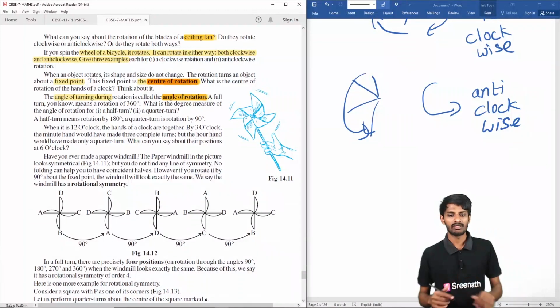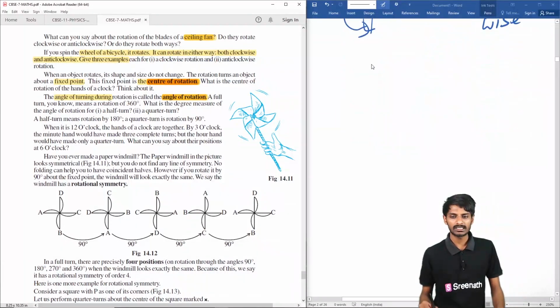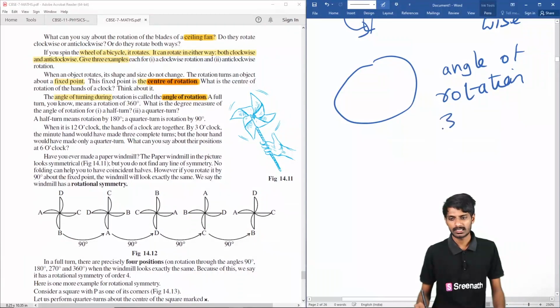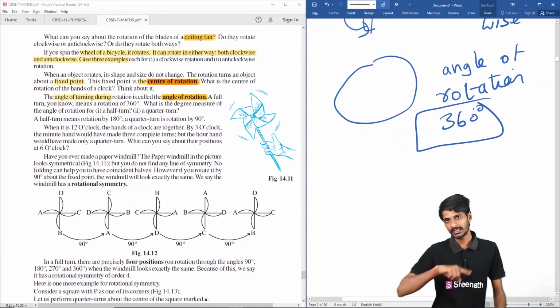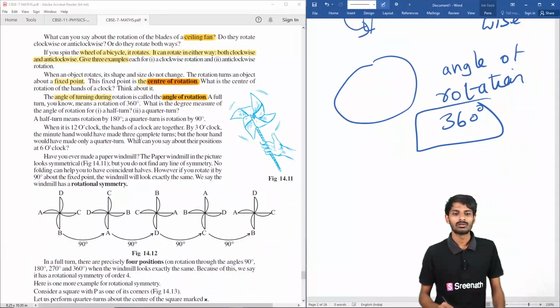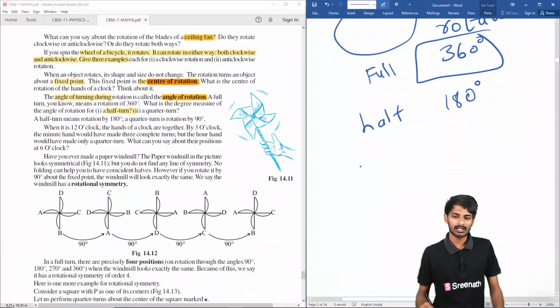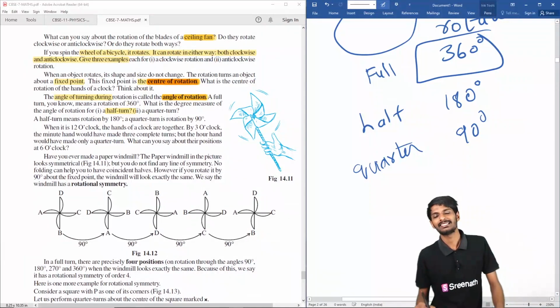Suppose I give you an example here. For a complete circle, the angle of rotation is 360 degrees, for a complete cycle. So for a half turn, how much is it? For a full turn it is 360. Then for a half turn it is half, 180 degrees. Then for a quarter turn, it is half again, 90 degrees.